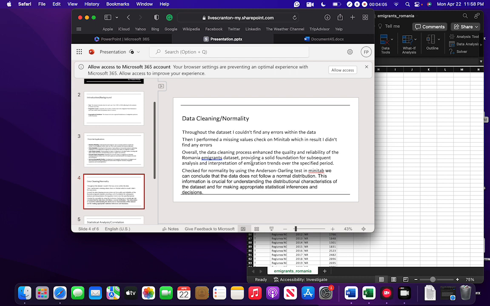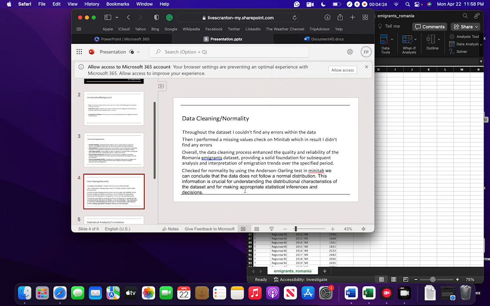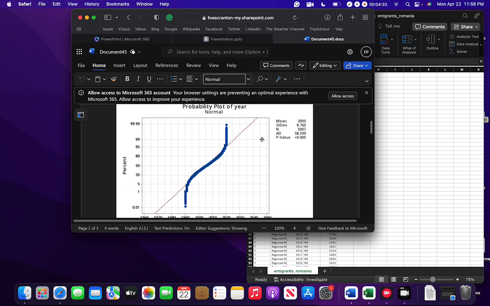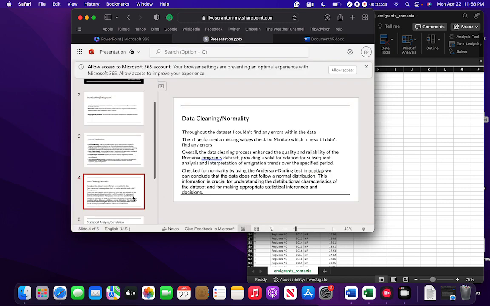I checked for normality on Minitab using the Anderson-Darling test. We can conclude that the data does not follow a normal distribution. This information is crucial for understanding the distributional characteristics of the data set and for making appropriate statistical inferences and decisions. So this was the chart I got from Minitab. Going back to the presentation.